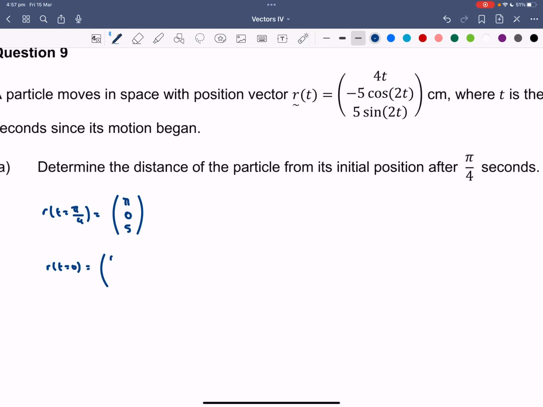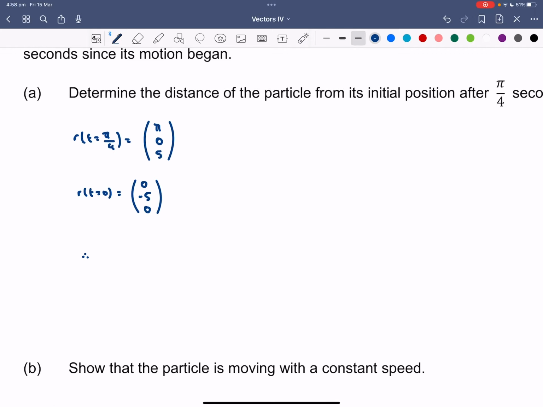4 times 0 is 0. Cos of 0 is 1, so it starts at -5, and sine of 0 is 0. So that's its starting point. So therefore, basically the displacement vector in those pi on 4 seconds is just one take the other. Doesn't matter which way around you take it. So pi, 0 take 5 is 5, and 5 take 0 is 5. So that's the displacement, but we want the distance. So the distance is just the magnitude of that.